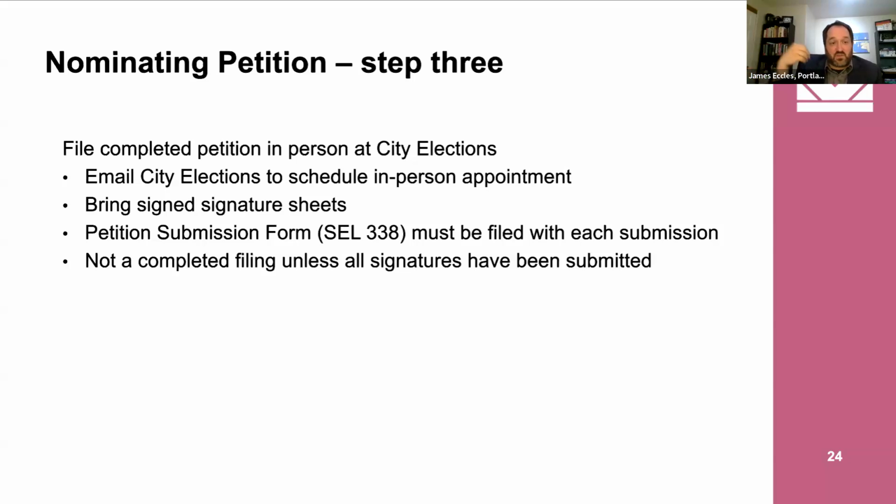Then you're going to bring all those signature sheets with you. Bring in all of them. Don't just bring in however many you think you need to get qualified. Bring in all the ones that you have, and you'll bring in this petition submission form, or the SEL 338 is what it's called. Now, this form needs to be submitted each time that you file signatures. What that means is you may get a whole bunch of signatures and you come in, and because you're smart and filing early, it's mid to late June, you're coming in with all your signatures, you file them all, we start the process of looking through, and then you find out maybe you came up a little bit short.